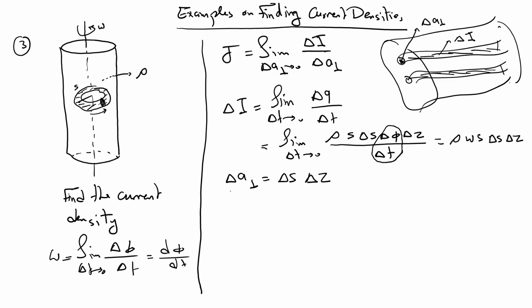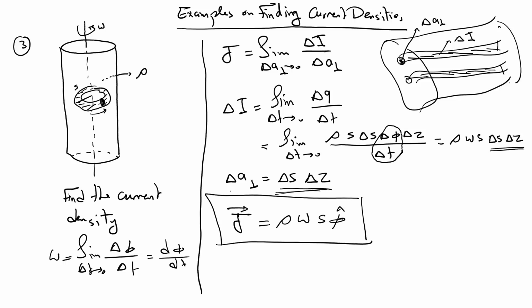Okay, so what do you do next? Well, you divide delta I by delta A perpendicular. As you notice, you have delta S delta Z here and delta S delta Z there, and they are going to cancel out, and eventually your J will be only rho times omega times S. Okay, and you can add direction: since the charges are rotating along the phi hat direction, this is the direction of J. All right.